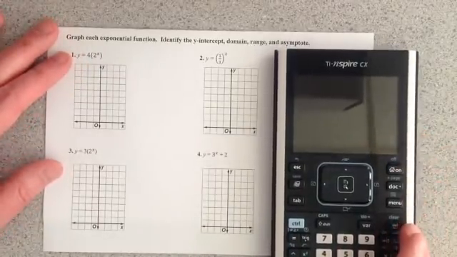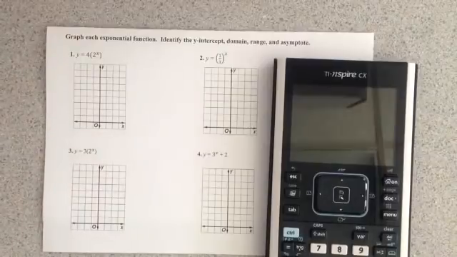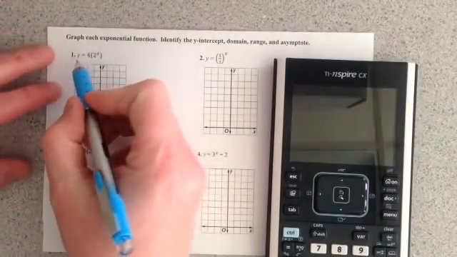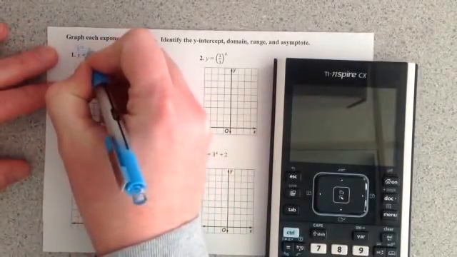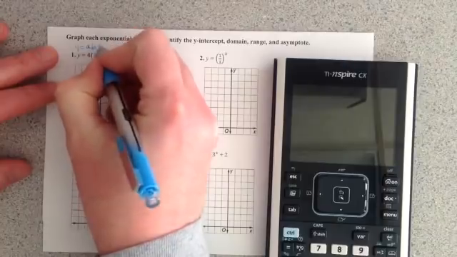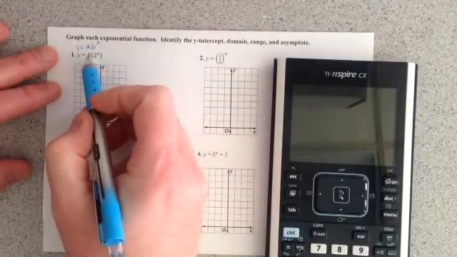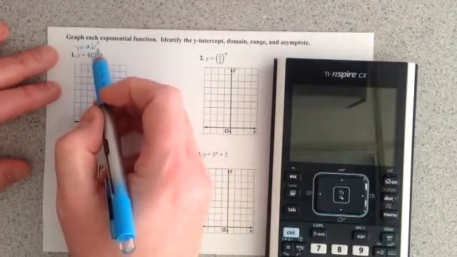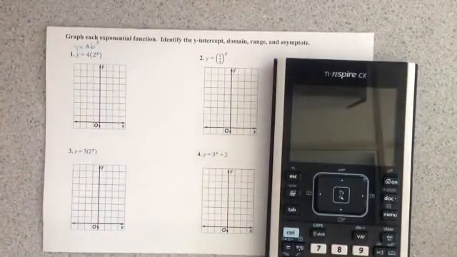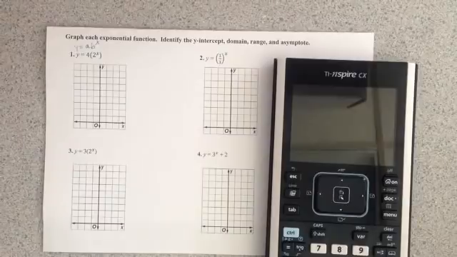Okay? So now it says graph each exponential function, identify the y-intercept, domain, range, and asymptote. Okay? So first of all, let's look at it. We have y equals a times b to the x. 4 is a, 2 is b, x is the exponent. Now, we're just going to plug that into the calculator and see if we can come up with the table of values so we know what points we can plot.